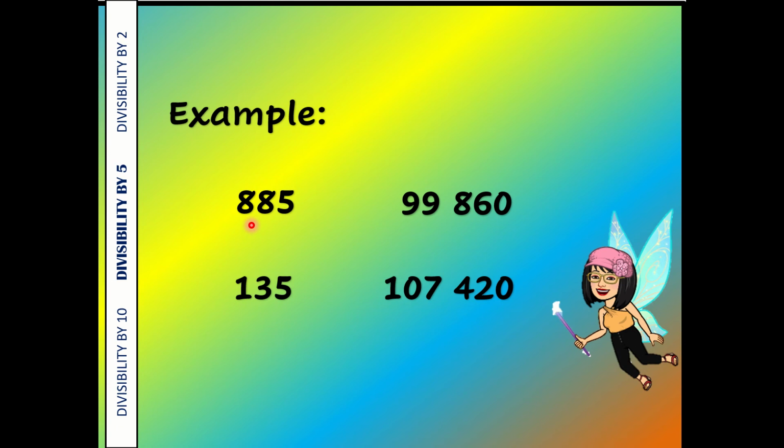For example, 885, 99,860, 135, 107,420. They all end in 5 and 0. They have a ones digit which is 5 and 0.